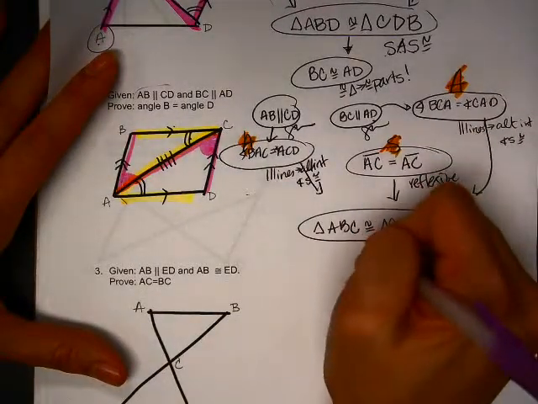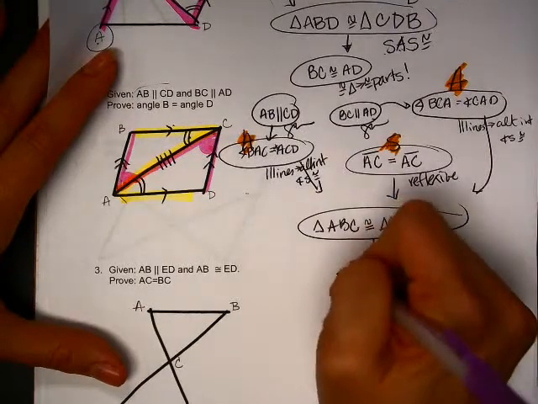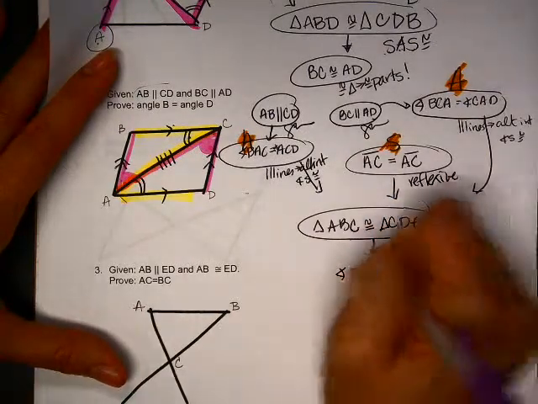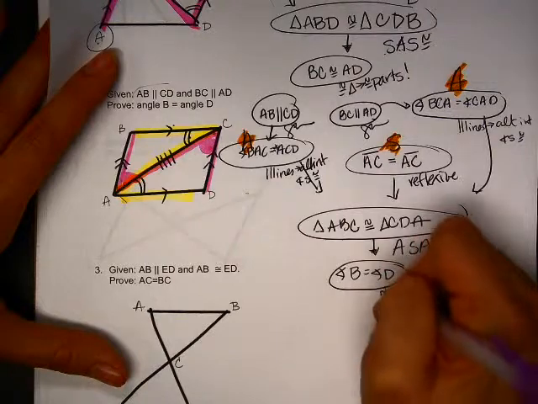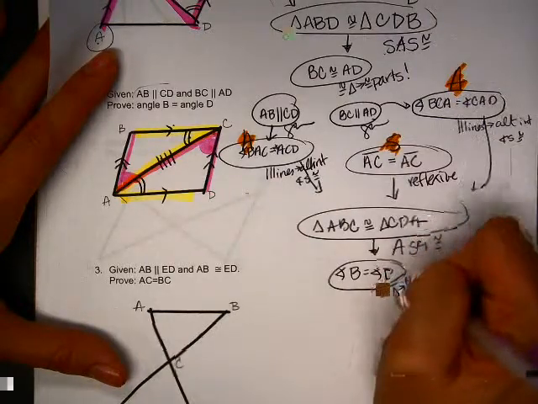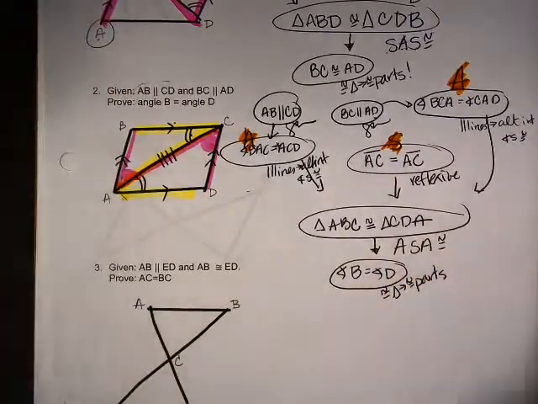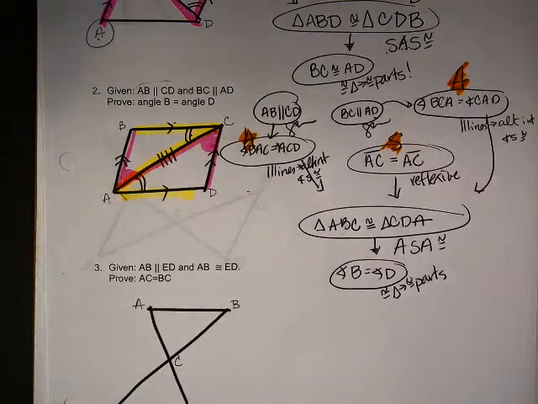And I want to use my angles that are equal. So angle B is equal to angle D because congruent triangles imply congruent parts. Now, that's one option. In this particular one, I didn't mean for it to happen, but there was another option that we could have done.